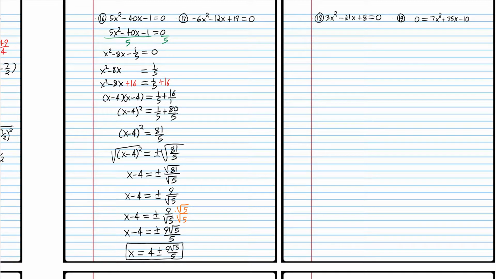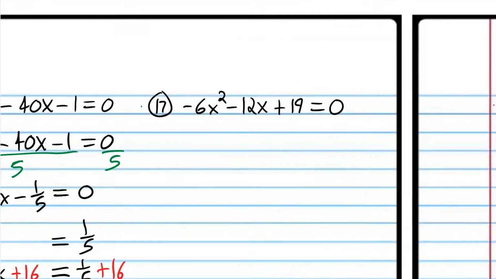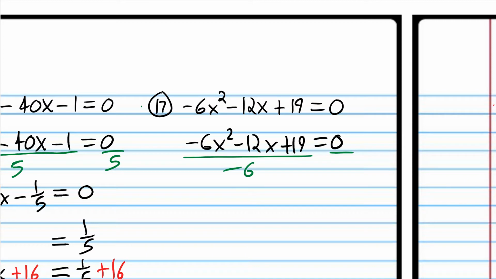Remember, you have to get rid of that coefficient, that negative 6 first, or else you cannot complete the square. So try 17, and when you come back, we'll do it together. All right, we're back. Get rid of the coefficient.